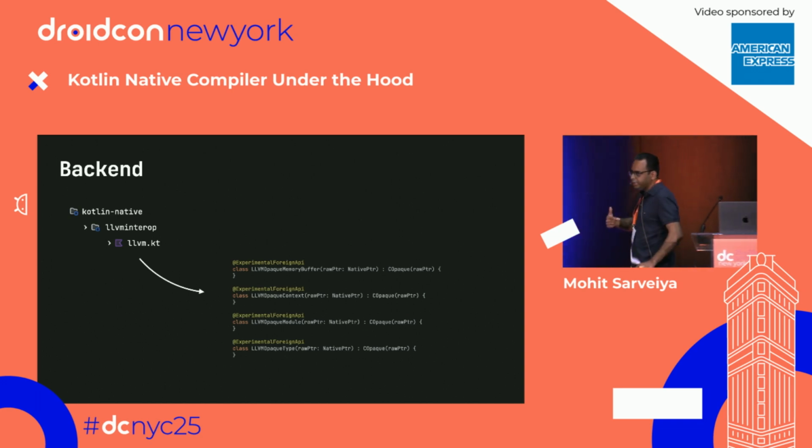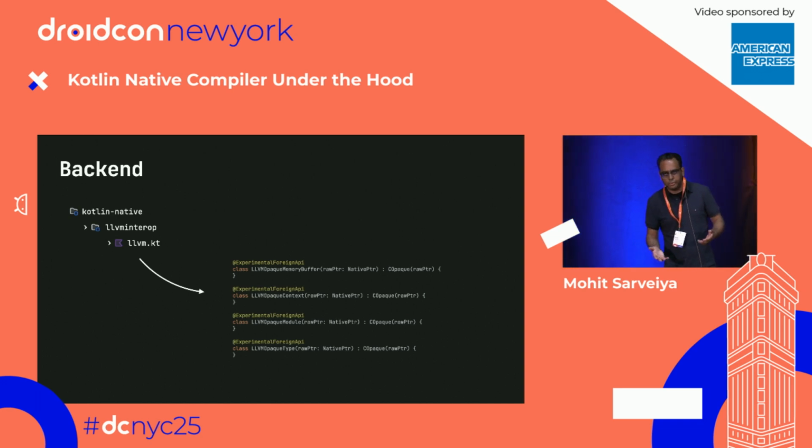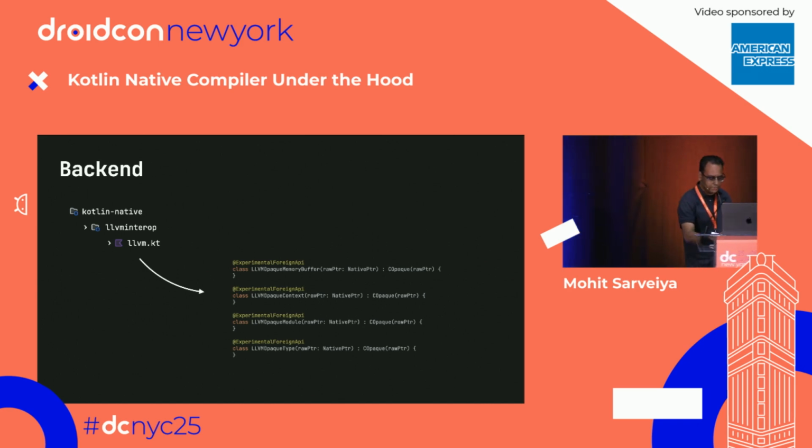So inside of the Kotlin compiler, how many people have worked with LLVM? Oh, one person, great. So LLVM has bindings for different languages. It has bindings for Python, for Go, and also has bindings for Kotlin. And the Kotlin native compiler has this. And it's able to take IR and convert that over to LLVM IR. And then from there, you could generate a binary file, some artifact.